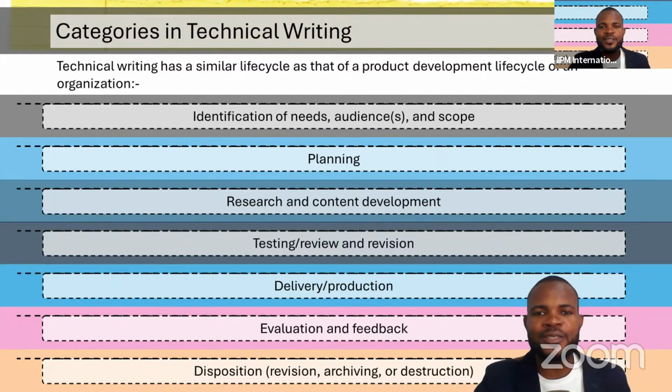Now I want to see in the comment section which of these categories, which of the phases in this whole process, you are so much used to as a technical writer. Which one are you used to? In the phases that have been listed, which one are you most used to? Is it identification of needs? Is it planning? Is it research and content development? I want to see in the chat room which one you are most used to.